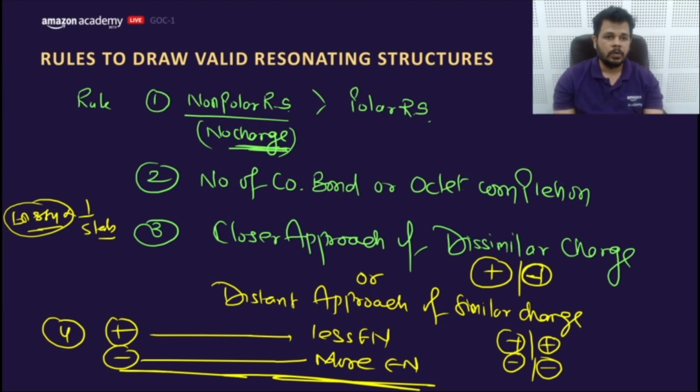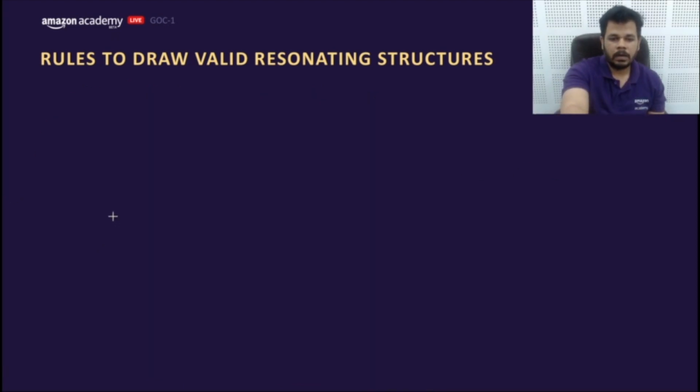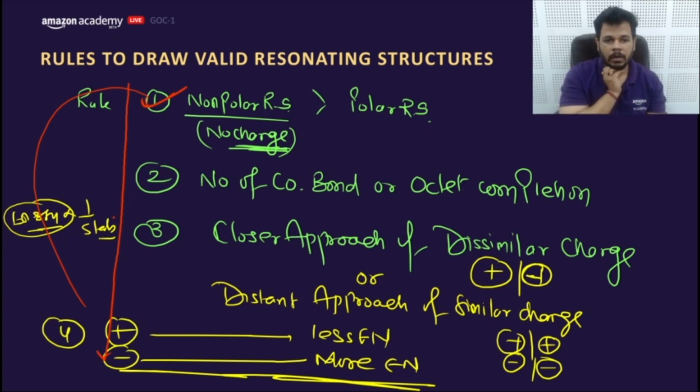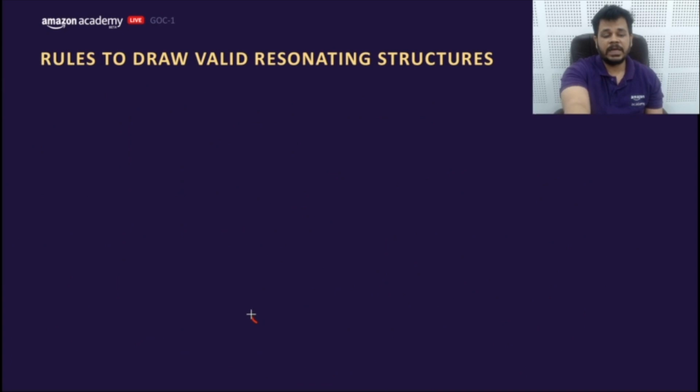Considering this, you need to apply these rules as per the order. If you jump rules like 1 to 4, your answer would be absolutely wrong. So before considering these rules, you need to learn the order. First one is non-polar, then number of bonds, then closer approach of positive and negative, the closer the better. Distant approach means positive and positive should be as far as possible, negative charge should be as far as possible. The last one is positive charge is more stable on less electronegative, negative charge is more stable on more electronegative. Let's try to understand this.